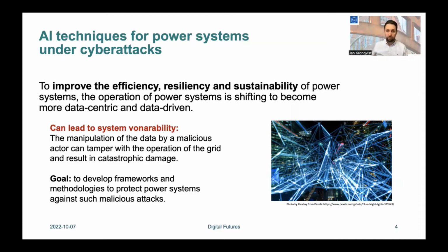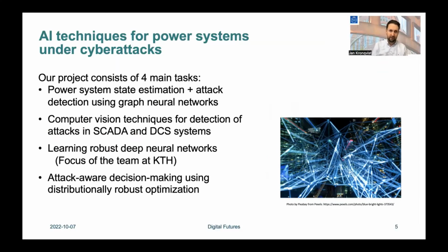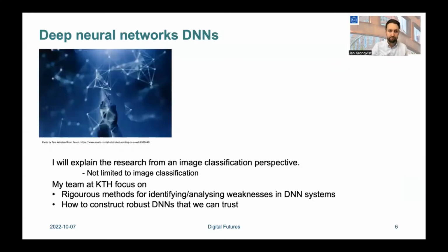And the goal of our project here is to develop frameworks and methodologies to protect power systems against such malicious attacks. And our project consists of 4 main tasks. And the team at KTH, we are really focusing on this third part, learning robust deep neural networks. And this is what I will focus on in this presentation.